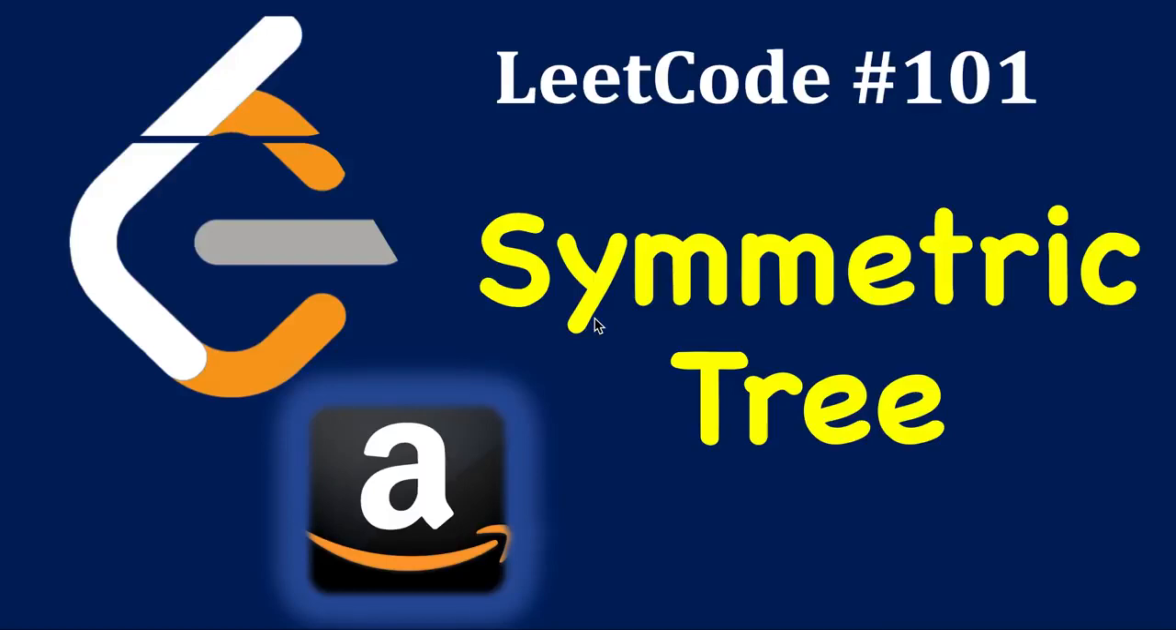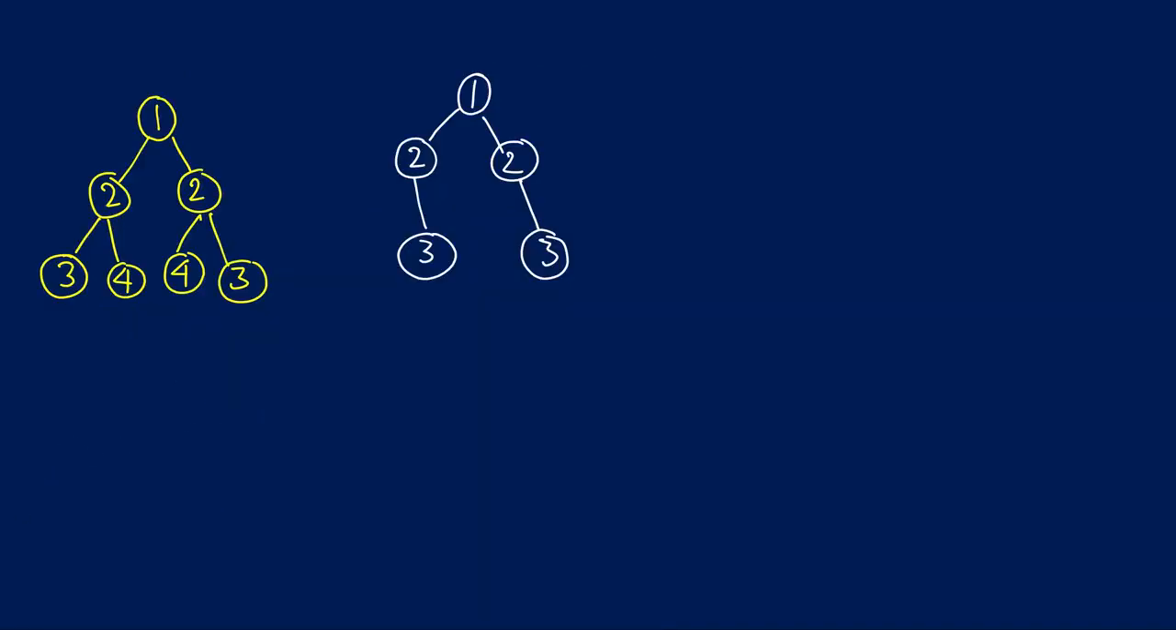Today we will solve another LeetCode problem, problem number 101, called Symmetric Tree. The task here is to find whether a given binary tree is symmetric or not. So what does symmetry mean here? Let's say we have this binary tree.